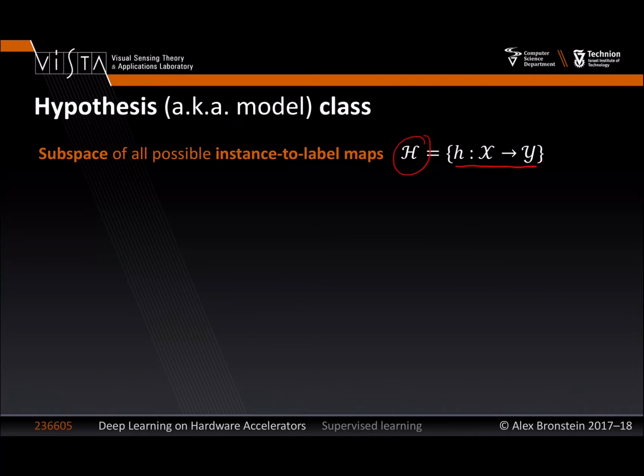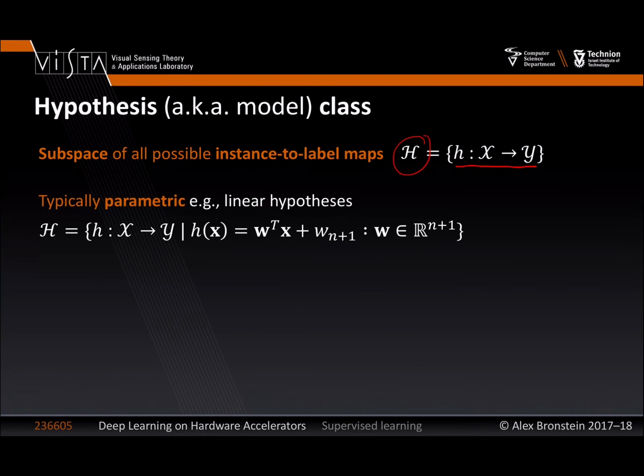Okay? For example, in the case that will be of interest in the scope of this class, obviously these will be parametric nonlinear functions that we will call neural networks. Okay? But basically, this can be any set of functions. Typically, it will be a parametric set of functions with some finite number of parameters that we can tune, and every setting of these parameters will correspond to a different map.